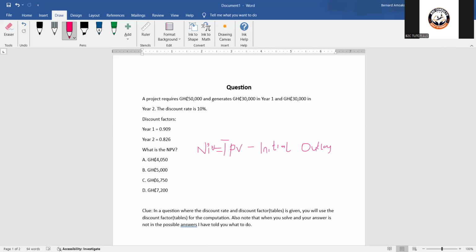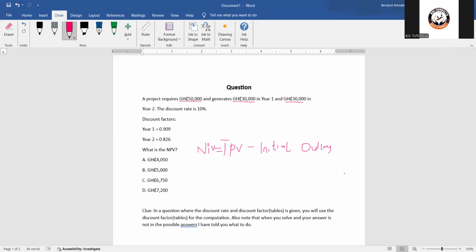So when you read a question, it says a project requires. This is the amount of money that you are supposed to invest. That is the outlay. That is year 0. Now in year 1, the money that will be coming into the business is what we call the inflow, 30,000. And in year 2, also 30,000.